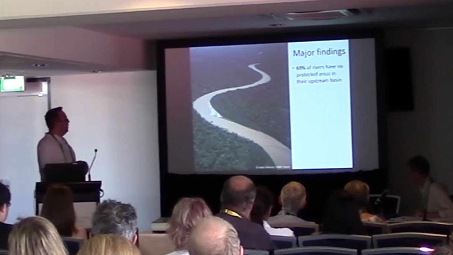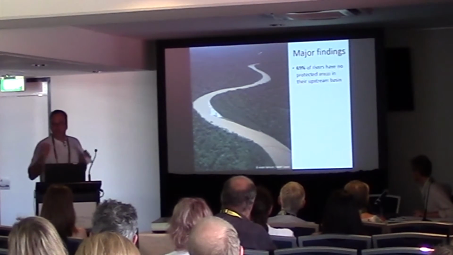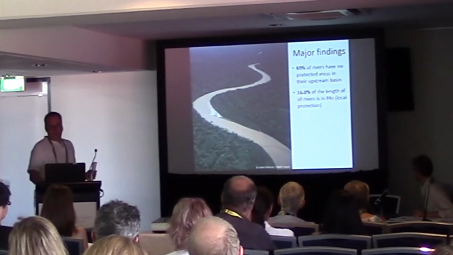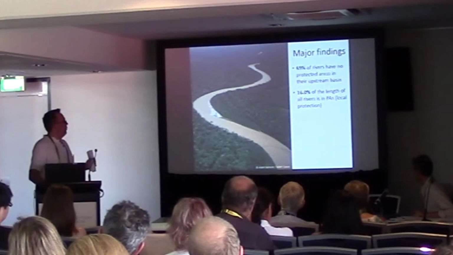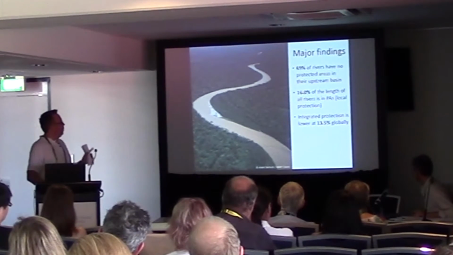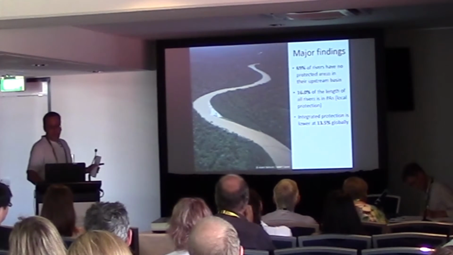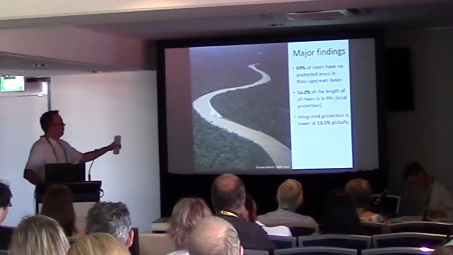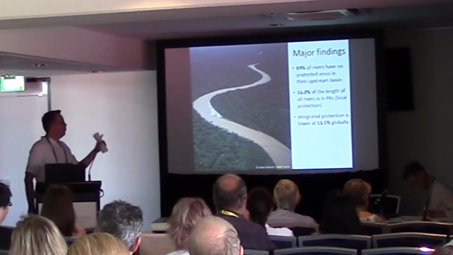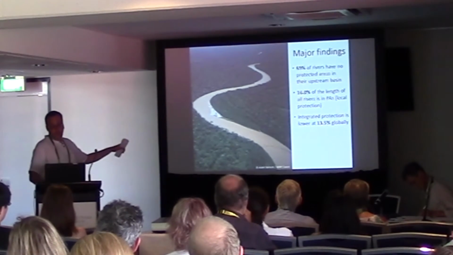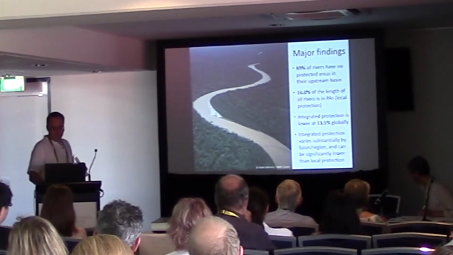So, major findings. 67% of rivers have no protected areas in the upstream basin. 17% of the length of all rivers is in protected areas. The integrated protection is lower at 13.5%, but again, think about that these numbers are really highly skewed by the Amazon. So these numbers would be 30% and 10.5% respectively.